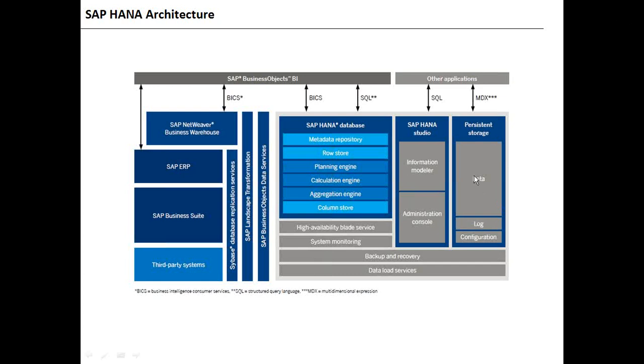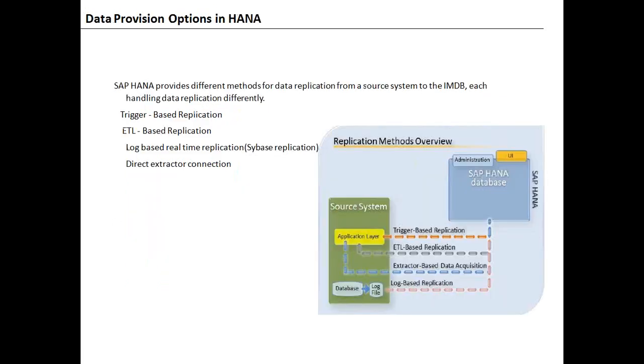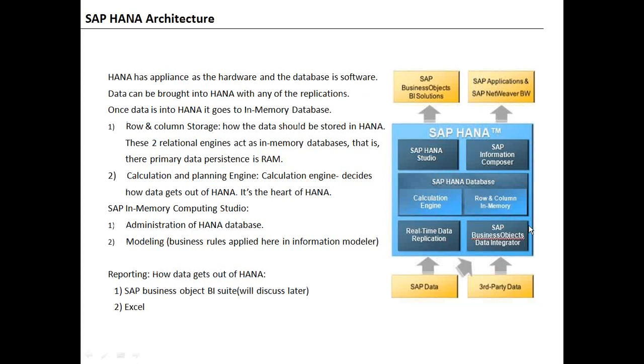Undo logs, redo logs. Undo logs go into the data. Configuration backup. Configuration is the place wherein all the INI files are. Architecture, like what is the row store, planning engine, aggregation engine. We have data provisioning. We will see what it is, as I told, BODS, DXC.